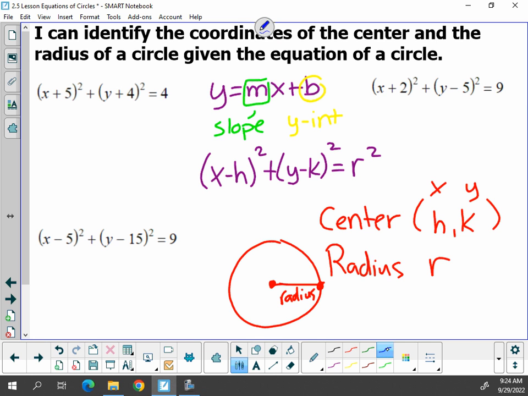So I have some equations of circles here, and it's in this form. You can see I have two sets of parentheses, both are squared, and then on the right side I have a number. And so we need to pull out the center and the radius. So I think it's always important to write down what those things are, and if you write them down every time, you will commit them to memory.